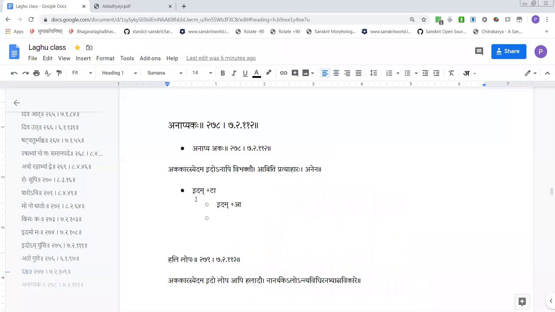So Anna, I hope that you got till this idam plus a. Anapyaka, what happens here is that we want to look up the sutra which applies here now, and look at the anuvritti. So an, what is this an? Api. Okay, crashed, so I don't have Baraha open. Give me a moment.